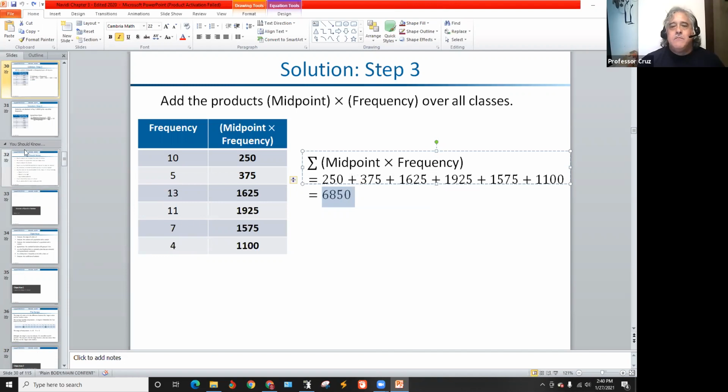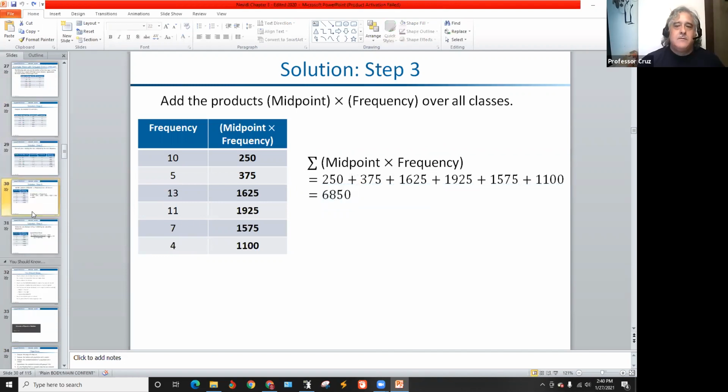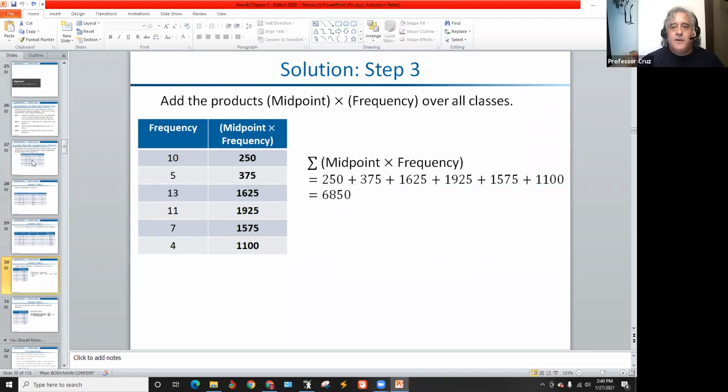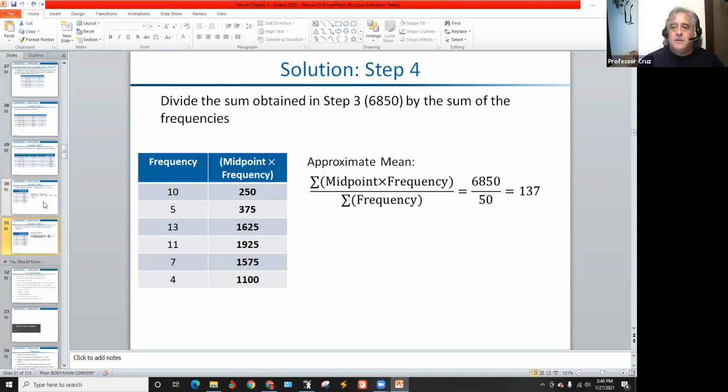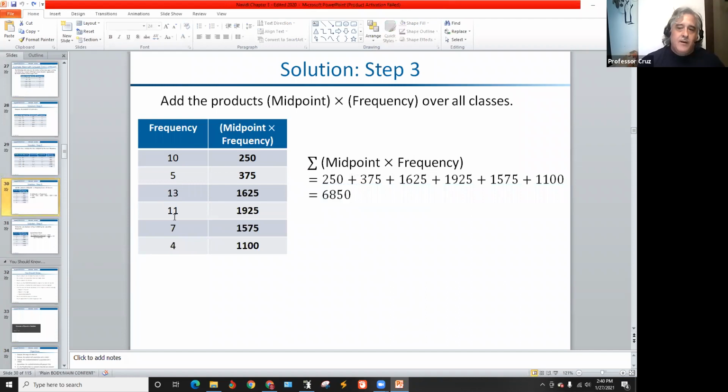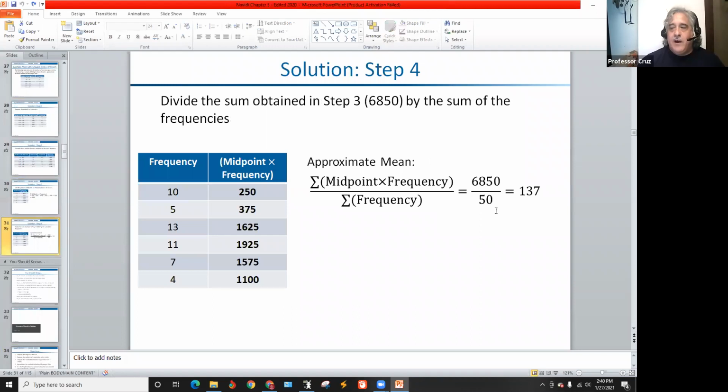Now, did they ever tell us? I mean, we can add these up, but I was just wondering if we could, yeah, 50 high school students. So if you add all these up, that should be 50, and you take 6,850 and divide it by 50. So this was like the number of texts that students sent throughout the day. So the mean number of texts would be 137. But again, that's an approximation.